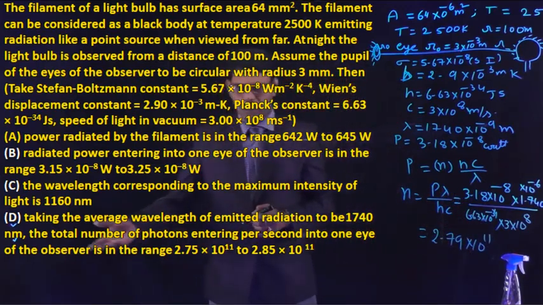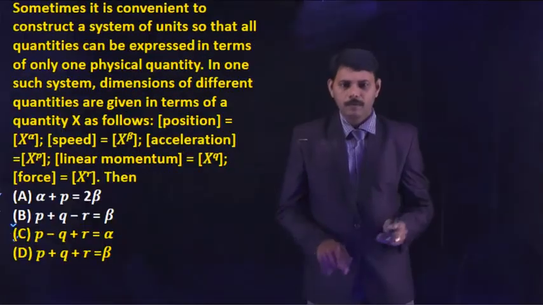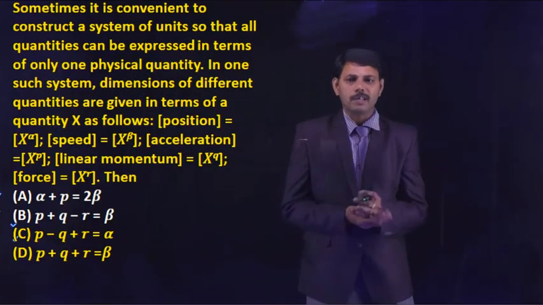So 2.79 into 10 power 11 is in the given range of the third option. So A, B, C, three options are correct. Students, let us move on to the next problem.